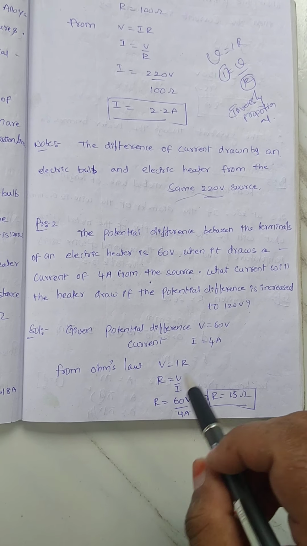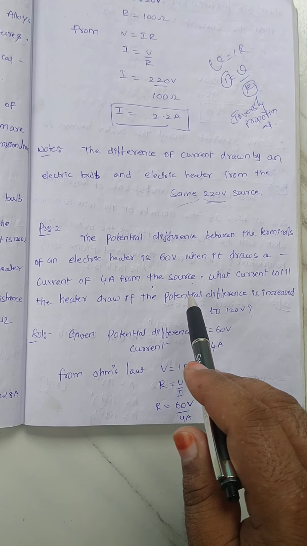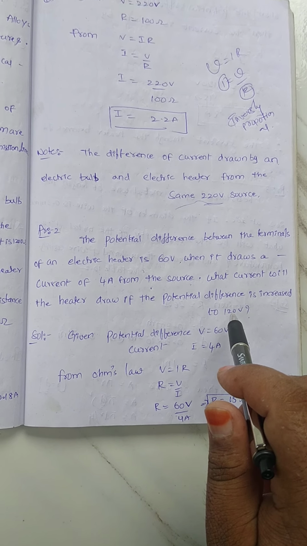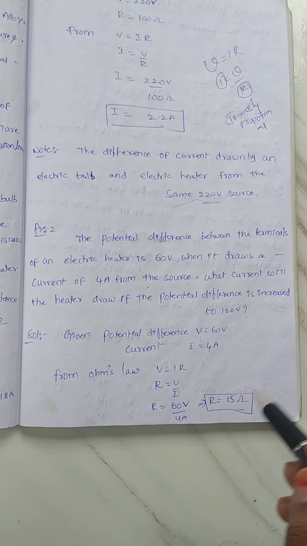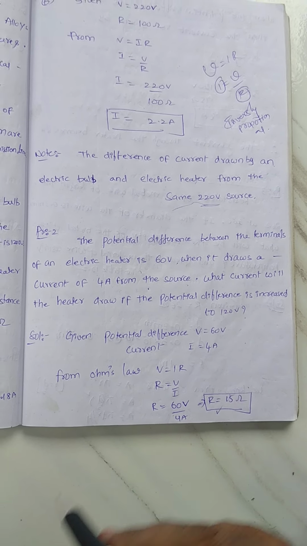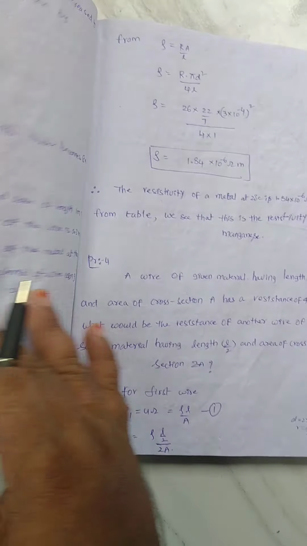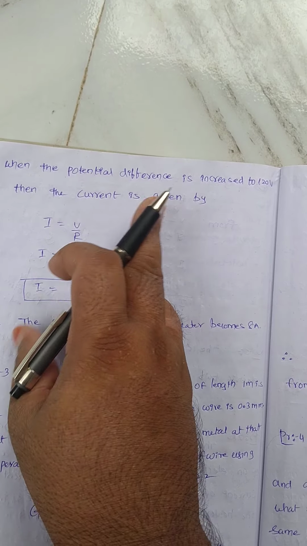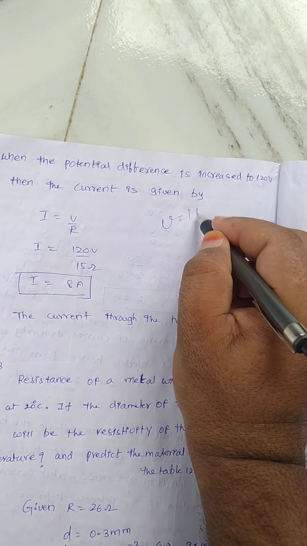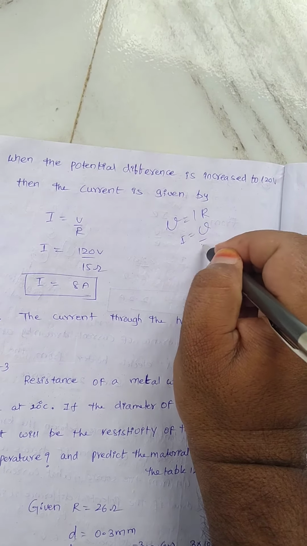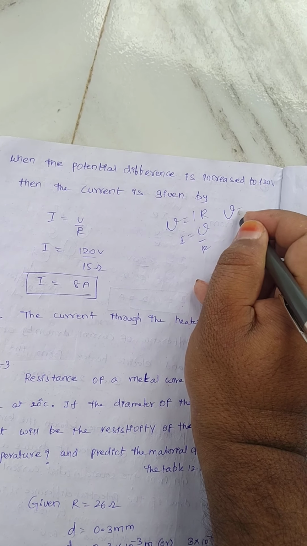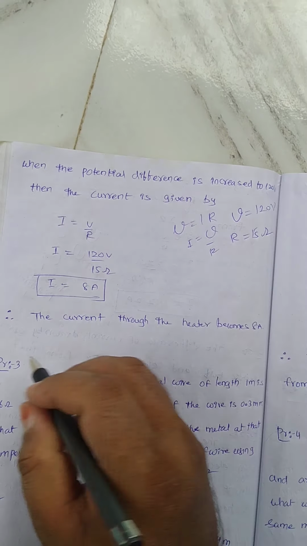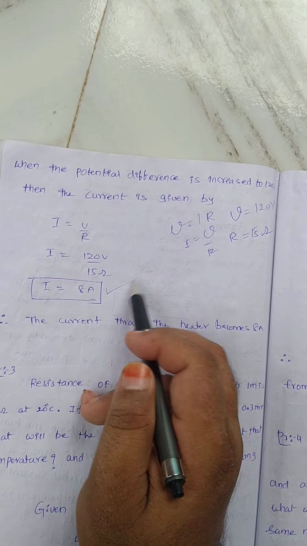Now after that we have to calculate what current the heater will draw if the potential difference is increased to 120 volt. If you increase the potential difference from 60 volt to 120 volt, how much current will the heater draw? We know the resistance and the potential difference, so we can easily calculate the current. So when the potential difference is increased to 120 volt, the current is given by V equal to IR, then I equal to V by R. Because we know the potential difference is increased from 60 to 120 volt, and the resistance we already got is 15 ohm. So I substituted here 120 by 15, then current equal to 8 ampere.